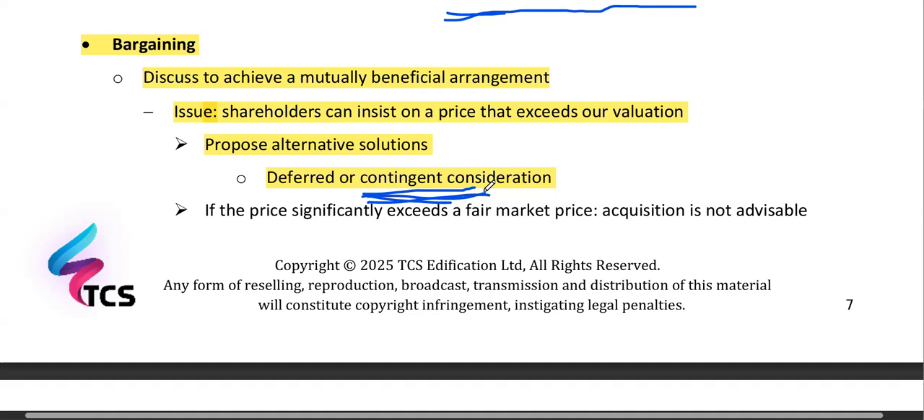And ultimately, the worst case scenario could be the price that they are asking significantly exceeds a fair market price. And in that case, for the sake of negotiation, don't shake hands, because the acquisition is not advisable, as it will not add value, or it will not increase shareholder wealth. So we will have to let go if that issue persists.